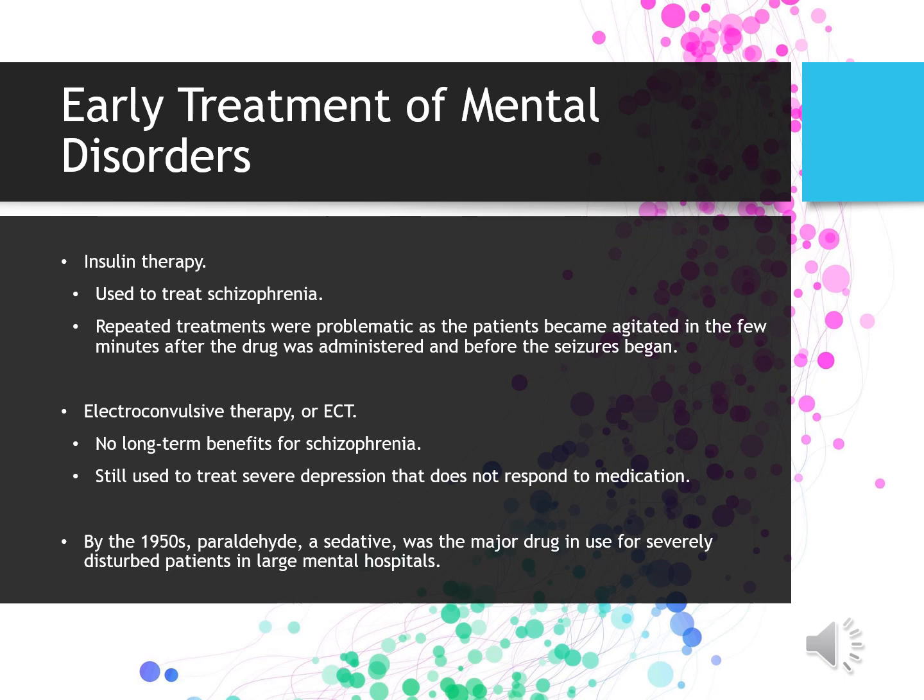While there proved to be no long-term benefits for schizophrenia, ECT turned out to be a rapid and effective way to reduce symptoms of depression. ECT is still used to treat severely depressed patients who do not respond to medication. And by the 1950s, probably the major drug in use for severely disturbed patients in large hospitals was to give them paraldehyde, which is a sedative.